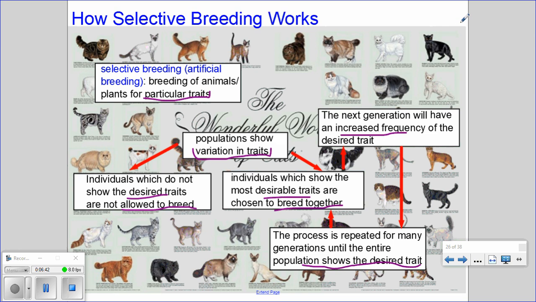In the background, it shows an example of that with cats. Cats exist in many different forms and varieties, and this all comes from selective breeding, whether you want long pointy ears, short curly ears, short tail, long tail, fluffy tail versus not fluffy tail, all kinds of different characteristics, for example.